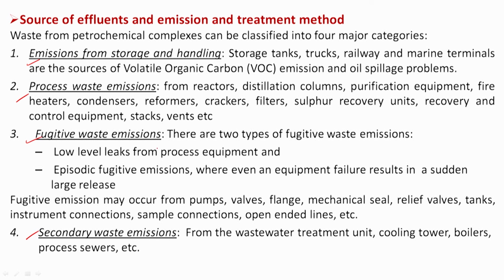For fugitive waste emissions, there are two types: low level leaks from process equipment and episodic fugitive emissions, where an equipment failure results in a sudden large release. This fugitive emission may occur from pumps, valves, flanges, mechanical seals, relief valves, tanks, instrument connections, sample connections, open ended lines, etc. And secondary waste emissions come from the wastewater treatment unit, cooling tower, boilers, process sewers, etc.